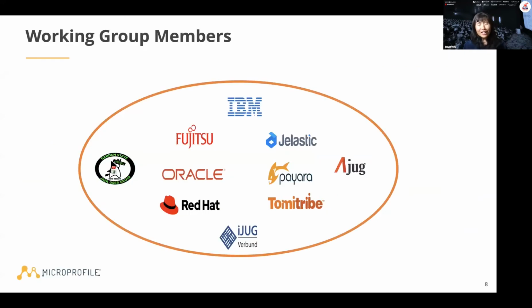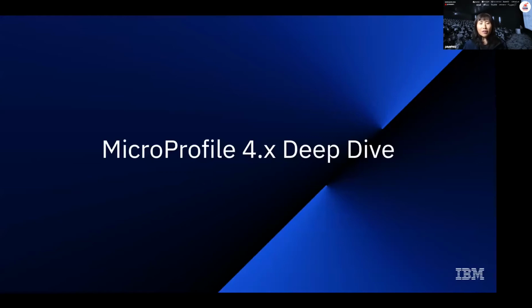As I mentioned earlier, in October last year, we managed to set up the working group. So far, we have 10 working group members, including IBM, Red Hat, Oracle, Payara, Tomitribe, Elastic, Fujitsu, and also 3 JUGs: Atlanta JUG, Garden State JUG, and iJUG. This is great, because we have a versatile community, including the companies plus the JUGs in the working group.